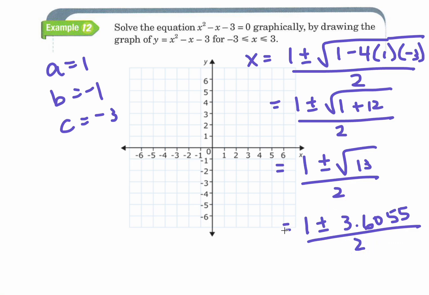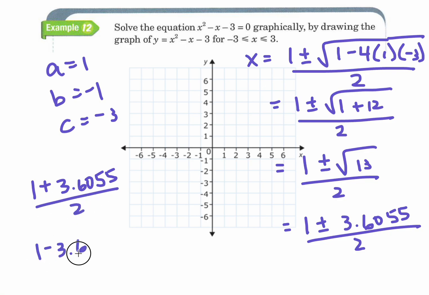I either have the answer of 1 plus 3.6055 divided by 2, or I have the answer 1 minus 3.6055 divided by 2. So I got two different answers here.